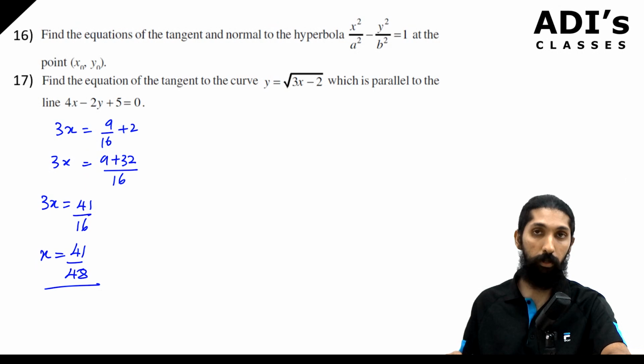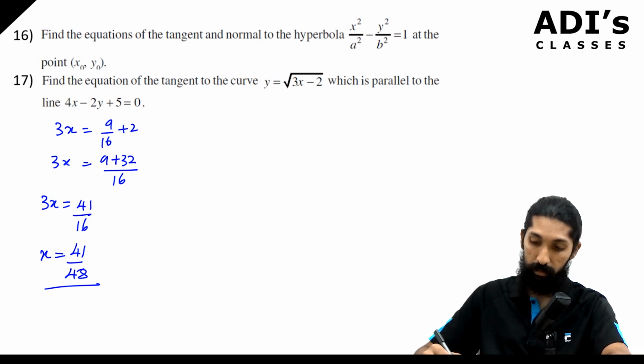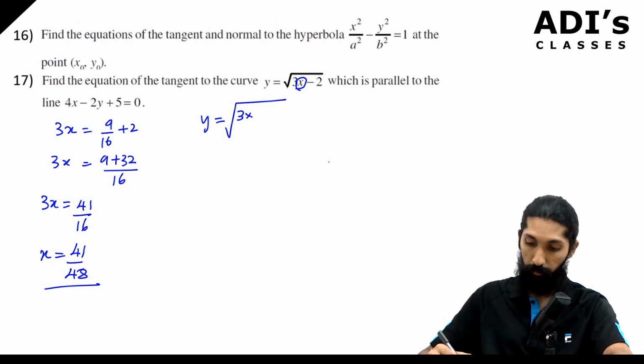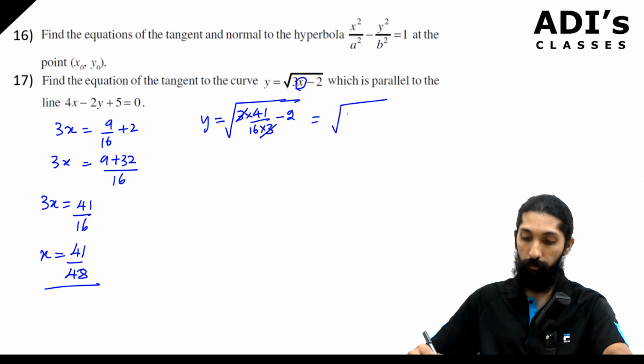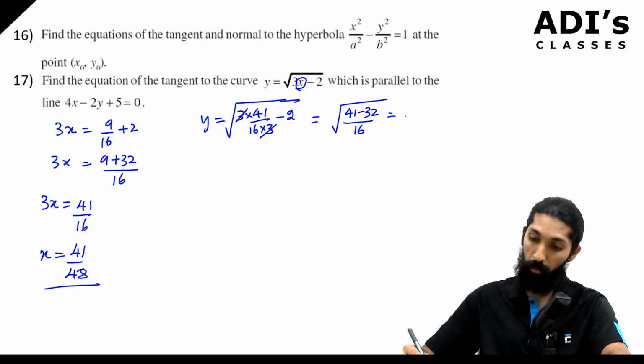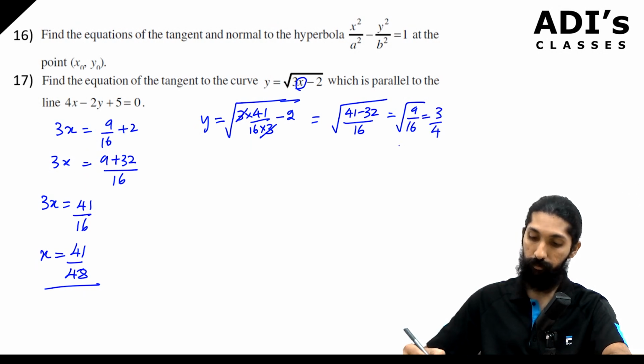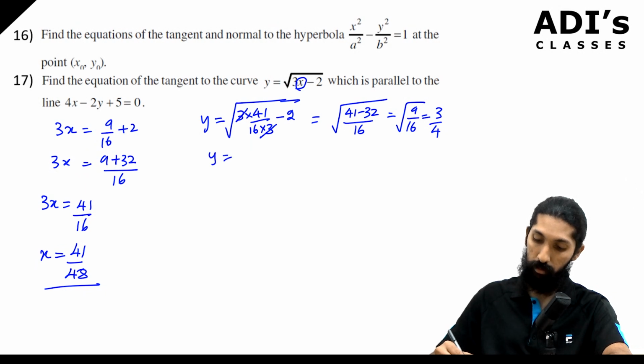Now we need to figure out the value of y. Substitute that x here. So you will get y is equal to root of 3 into 41 by 16 into 3 minus 2. The 3 and 3 cancel. So root of 41 minus 32 by 16. 41 minus 32 is 9. Root of 9 by 16, which is equal to 3 by 4. So the y value is 3 by 4.